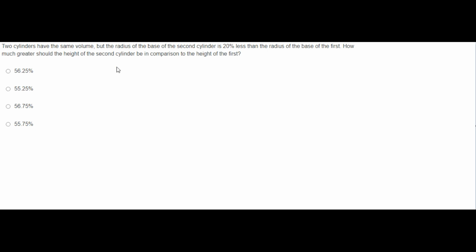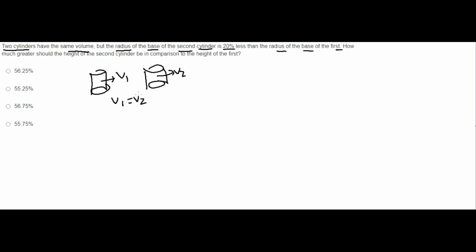Look at the question. We are given two cylinders. Two cylinders have the same volume, no problem. The radius of the base of the second cylinder is 20% less than the radius of the base of the first one. So take two cylinders with the same volume, V1 and V2. V1 equals V2, but the shape of the second is different, because the radius will be very different, but there will be compensation at the top.